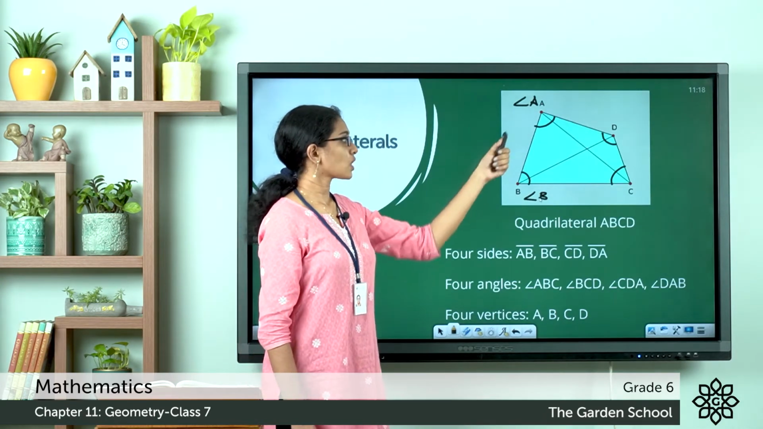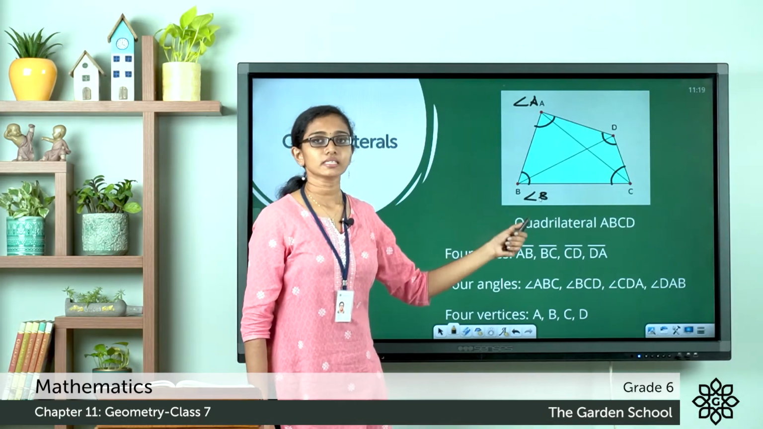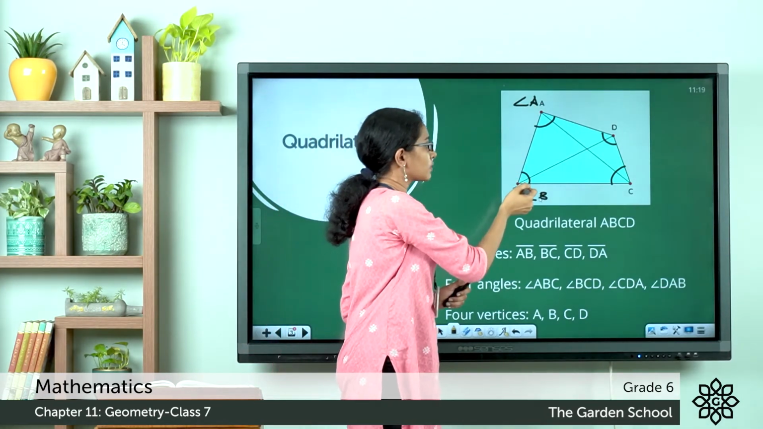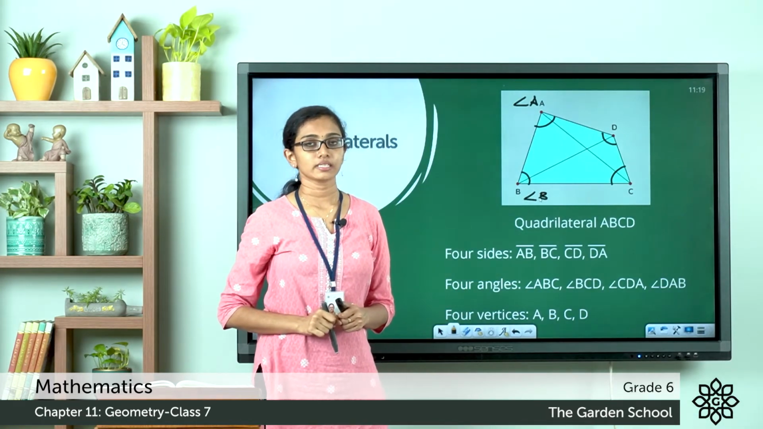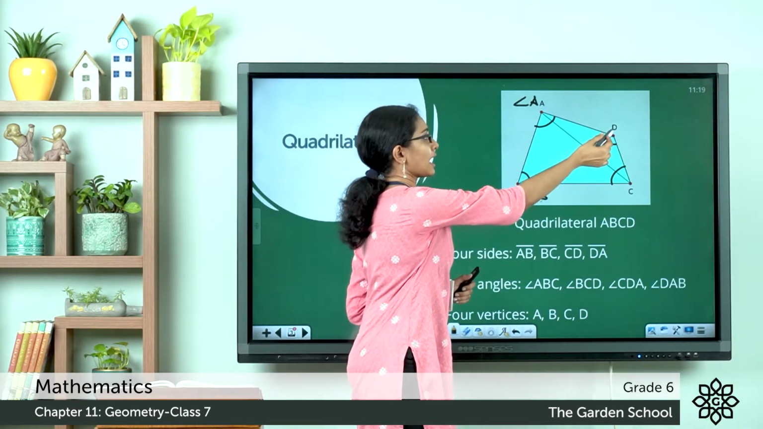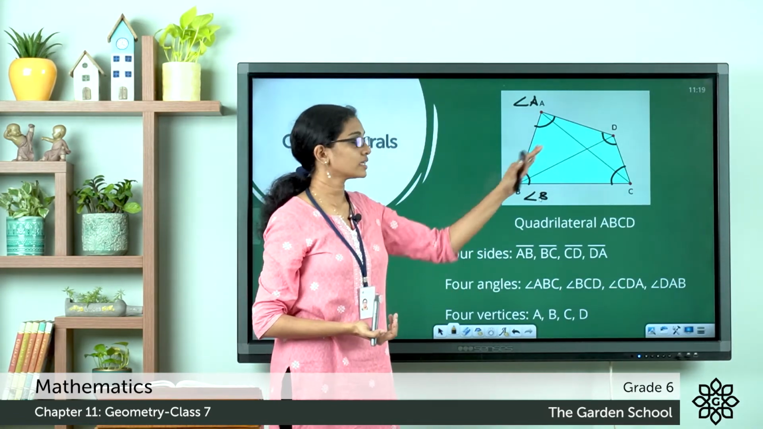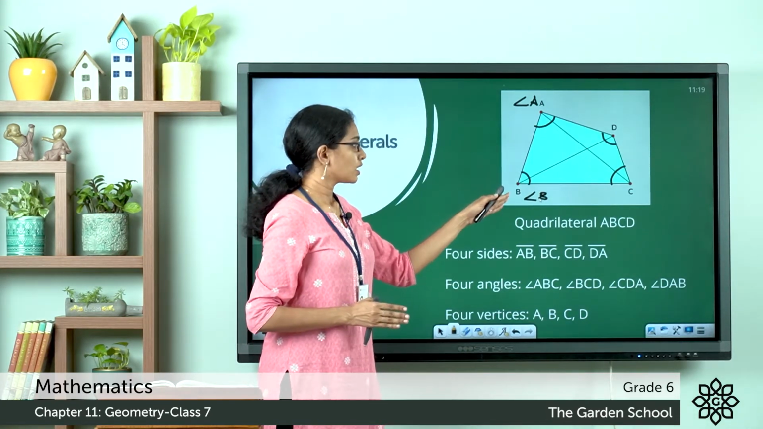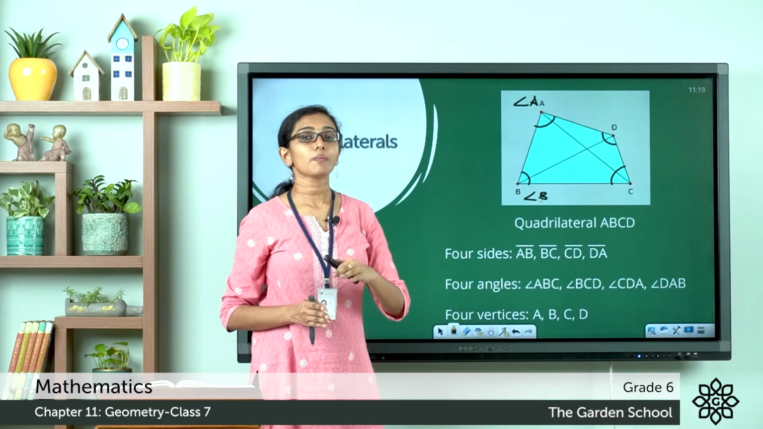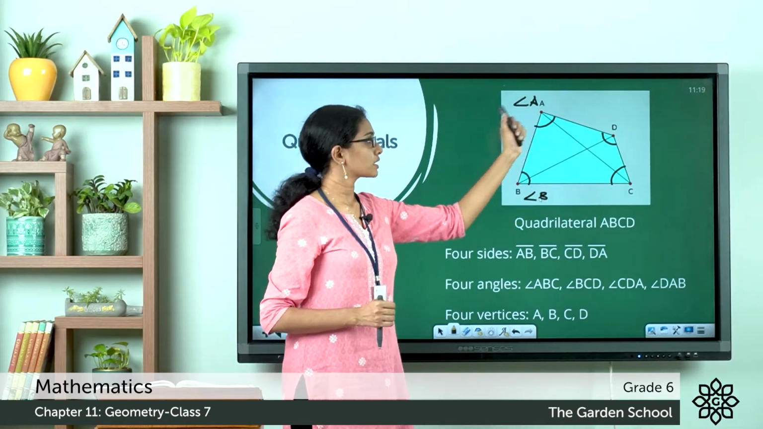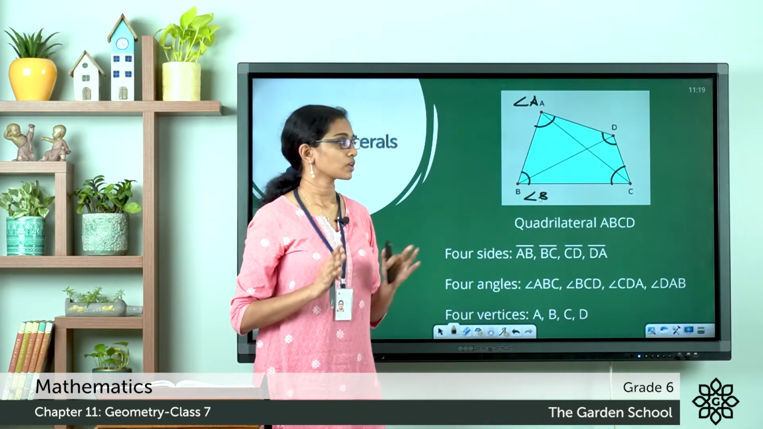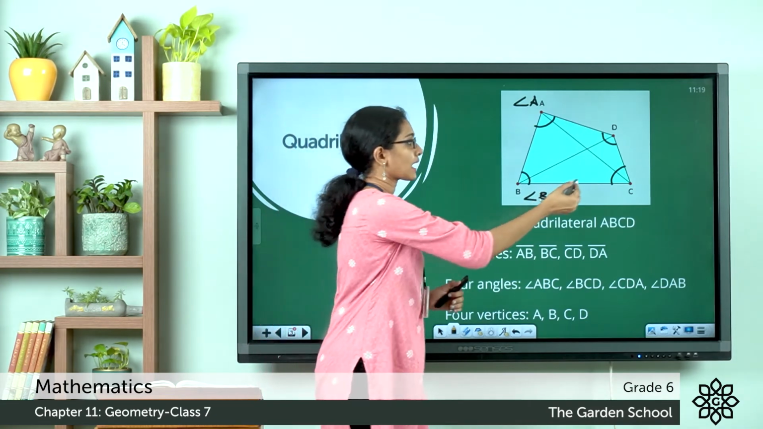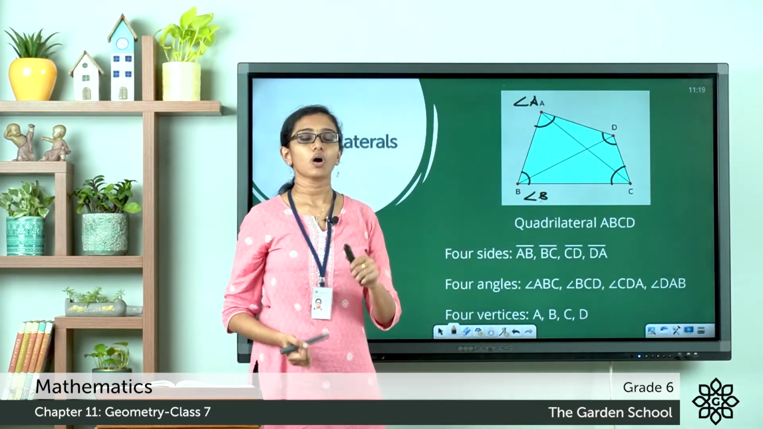Now the ends of the same side, or the vertices that come on the same side, are adjacent vertices. So vertex A and vertex B are adjacent vertices. Now what about vertex B and vertex D? They are not on the same side. They are not the endpoints of the same line segment or the same side. So vertex B and vertex D are opposite vertices. Vertex C and vertex A are opposite vertices. Similarly, angle B and angle D are opposite angles. Angle C and angle A are opposite angles.